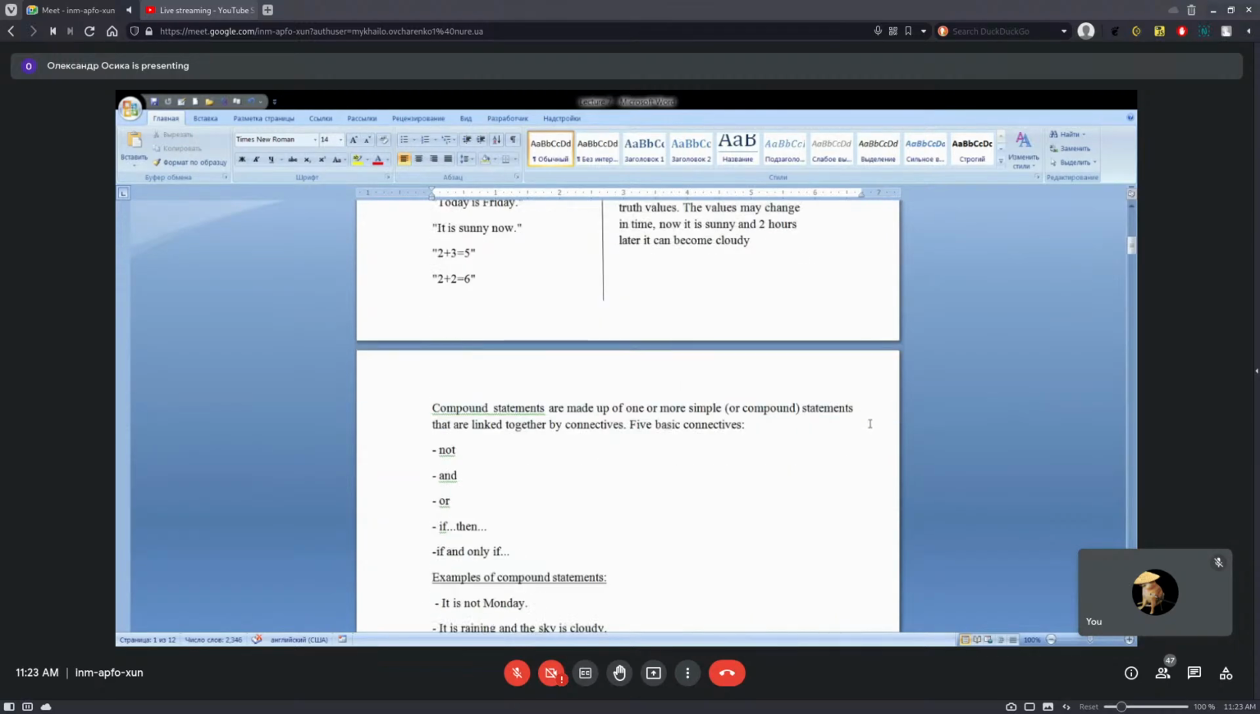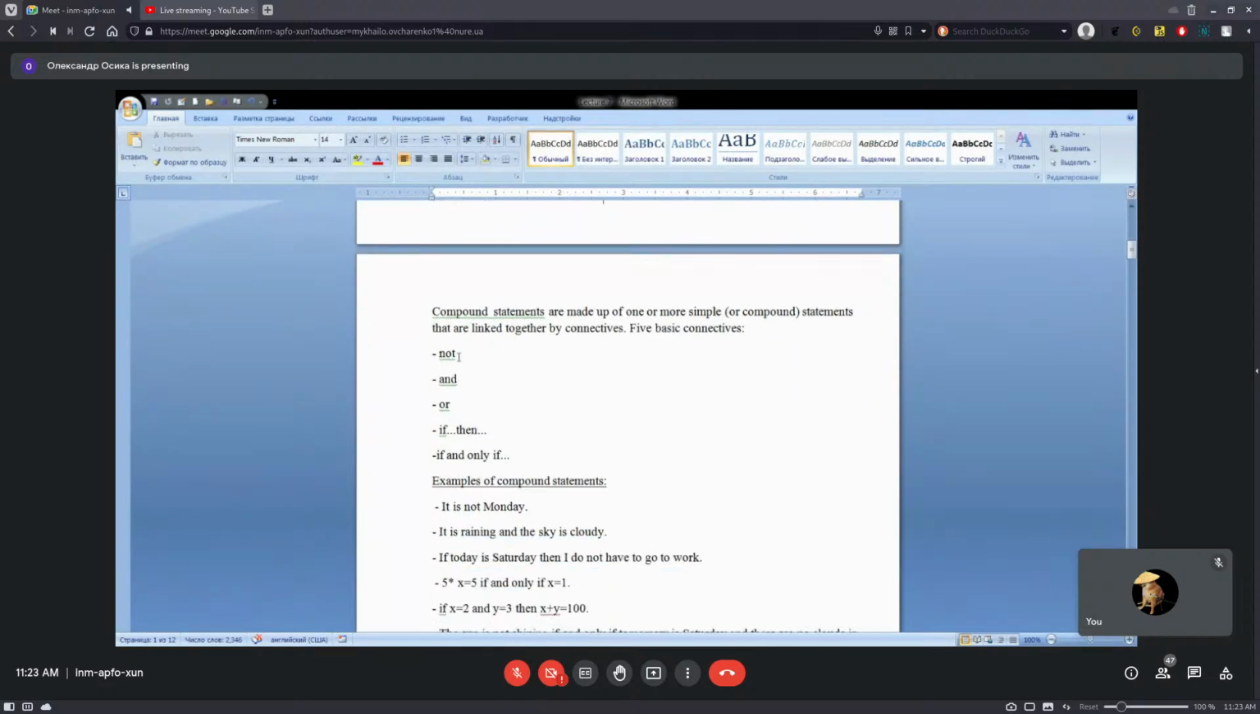Compound statements. They are made of one or more simple or compound statements that are linked. These statements that are parts of the general compound statement are linked together by connectives. There are 5 basic connectives: not, and, or, if then, if and only if.